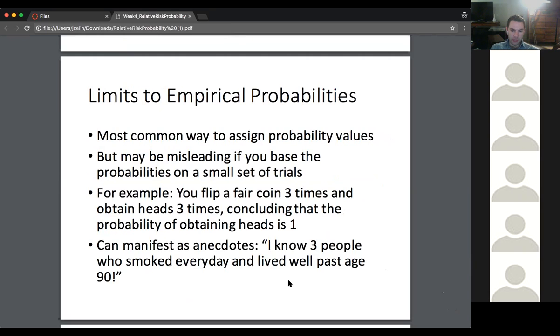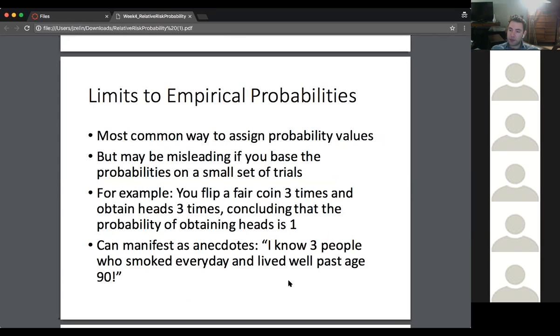It is the most common way to assign probability values, but it may be misleading if you base the probabilities on a small set of trials. Whenever you're dealing with probabilities, the larger your sample size is, the closer you get to the true probability of an event occurring. If you have a small sample size, like if you flipped a coin 3 times, it's very possible for you to get heads 3 times, and you conclude from that that the probability of getting a heads is 100%.